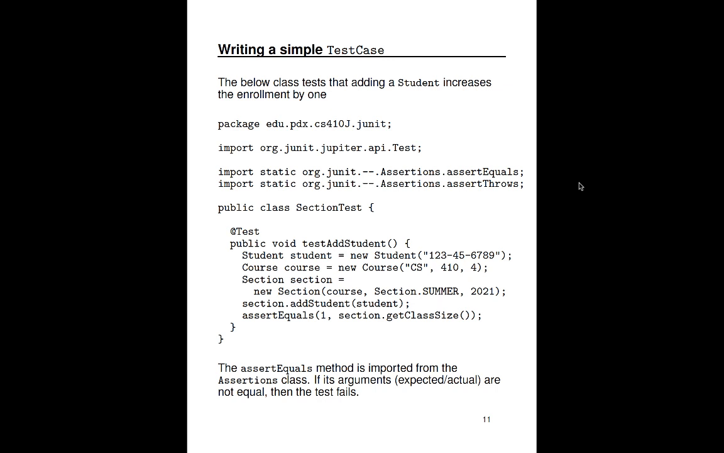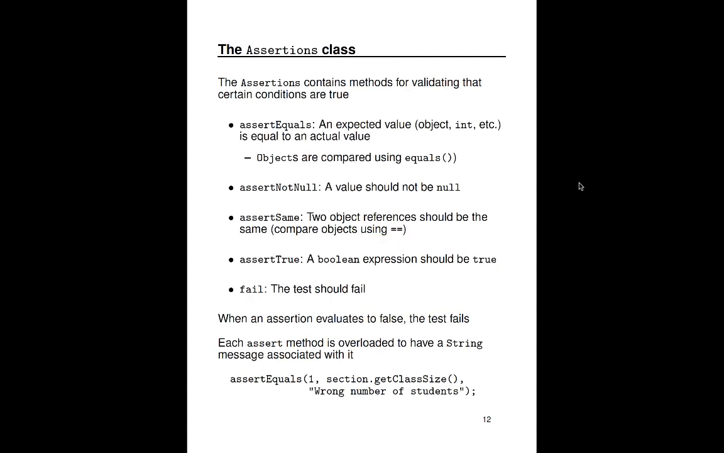If when this test is run, the class size is not 1, the assertEquals method will fail. It'll throw an exception that is caught by the JUnit framework, and the JUnit framework that runs the test will then keep track of the fact that this particular test failed. That was our first JUnit test.